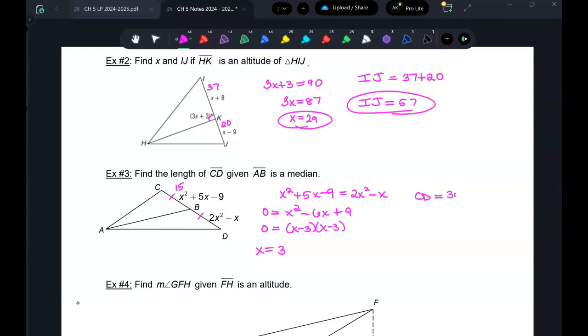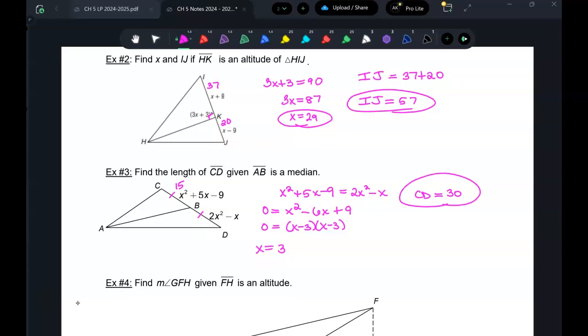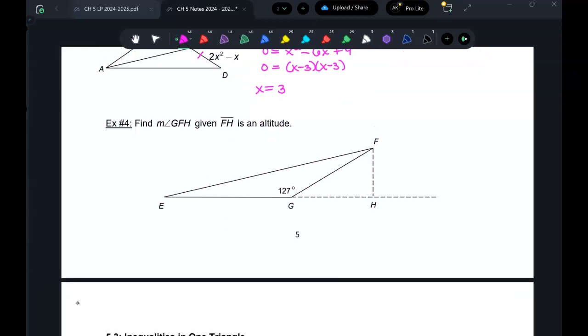You knew they were going to be the same. I would say if you had time on a quiz, I would plug it into both to make sure they come out to the same. So if I plug in 3 here, that would be what? 9 times 2 is 18 minus 15, 3. 15. So it works.